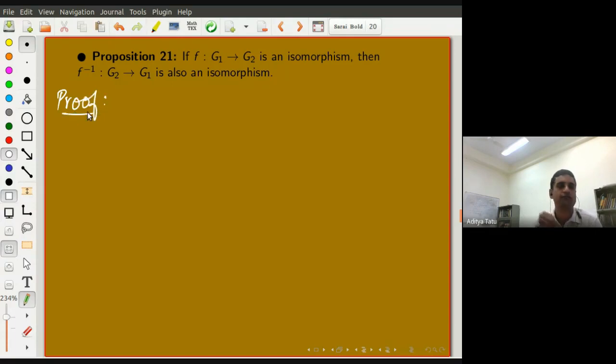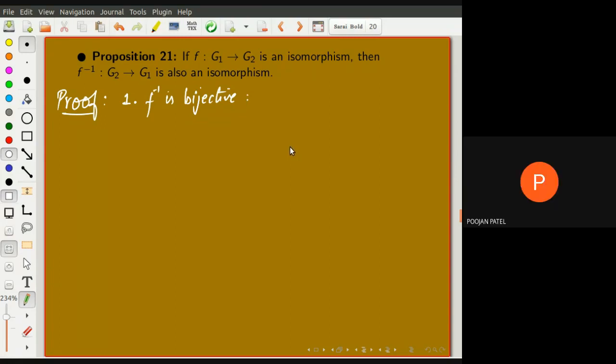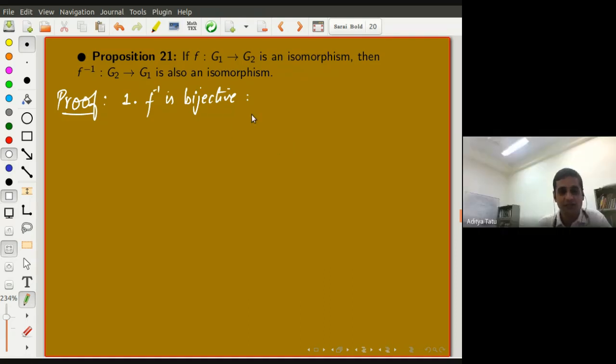How do we show that? We have to show two things, right? First is that f inverse is bijective. How do we show that? F is bijective, so the inverse is also. Okay, can you show both the things, one to one and onto, rather than just using that result?